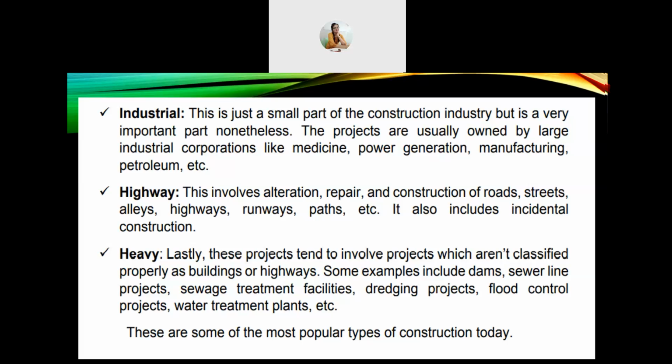Next, highway. This involves alteration, repair, and construction of roads, streets, alleys, highways, runways, paths, etc. It also includes incidental construction. The last one is heavy. These projects tend to involve projects which aren't classified properly as buildings or highways. Some examples include dams, sewer line projects, sewage treatment facilities, dredging projects, flood control projects, water treatment plants, etc. These are some of the most popular types of construction today.